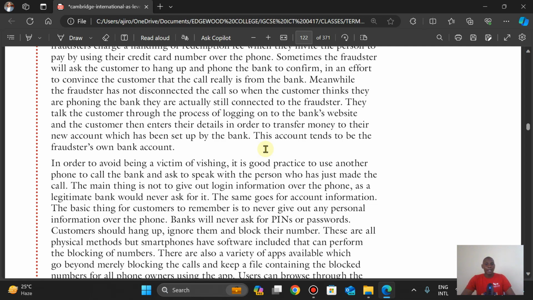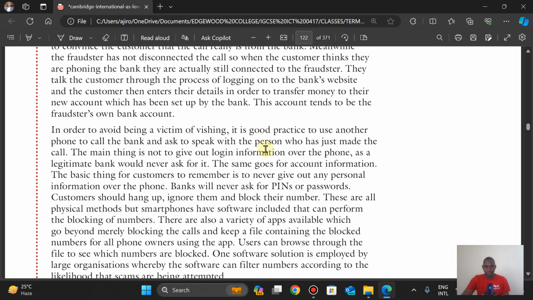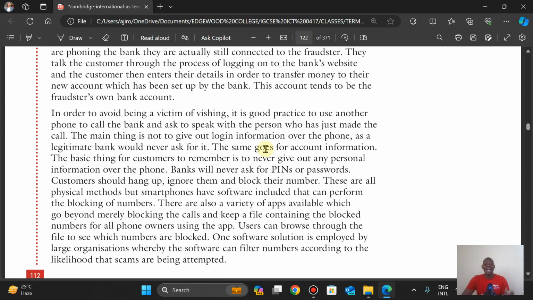So banks will never ask for that. They will never do that. So you can do all this. There are also a variety of apps available which go beyond merely blocking the call and keep a file containing the blocked numbers for all phone owners using the app. Users can browse through the files to see which numbers are blocked.